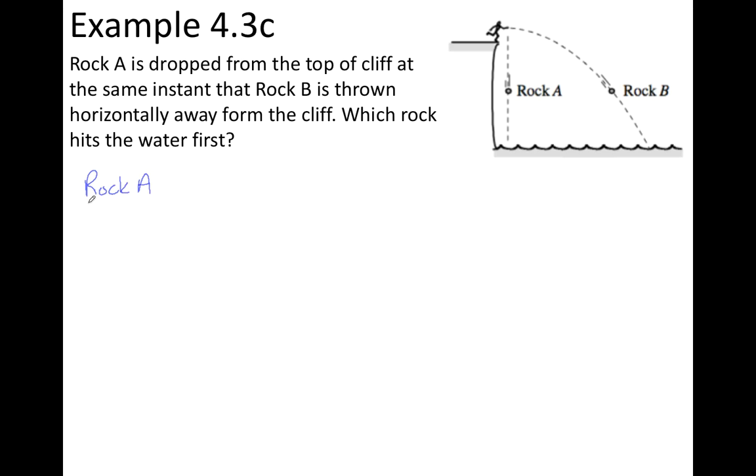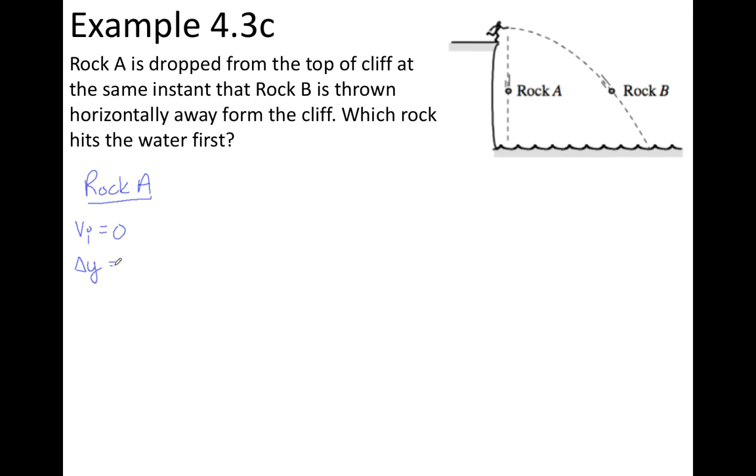Rock A is only moving in the y direction, so we only need to really analyze y direction motion. And what do we know about rock A? Well, we know that rock A is starting from rest. We know rock A is going to move downwards in the y direction. So here I'm using delta y instead of delta x because delta x is zero. We only care about y direction motion here, so I'm going to use y's instead of x's.